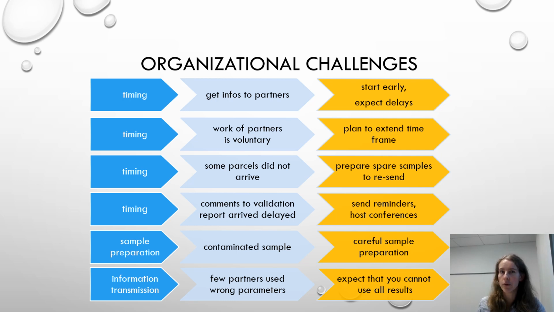We also had one issue referring to the sample preparation, as one fiber material contained contaminants leading to unusual results. So of course it is important to have a careful sample choice and preparation. Then another organizational issue was that although we provided SOPs and instructions, still a few partners used wrong instrument settings or evaluation protocol. So the test materials needed to be remeasured or re-evaluated, or some of the received data could not be used.